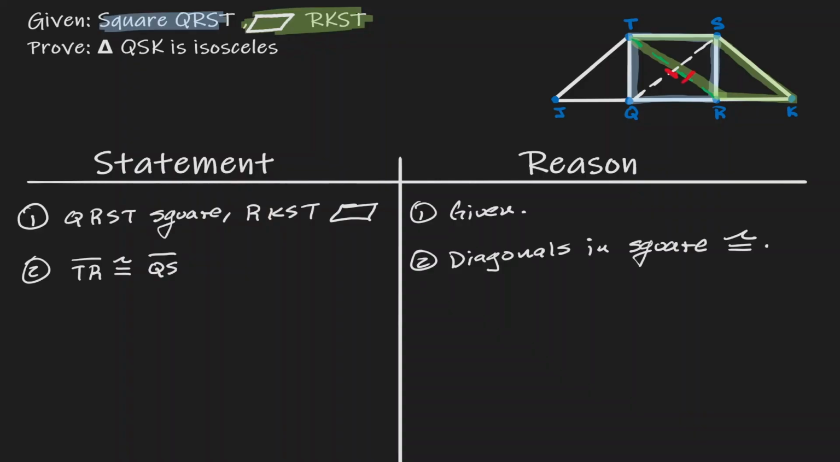But now notice that TR is one of the sides of the parallelogram. And we know that in a parallelogram, opposite sides are congruent. So that implies that TR is congruent to SQ. So let's write down in our proof. Let's call it property of parallelograms.